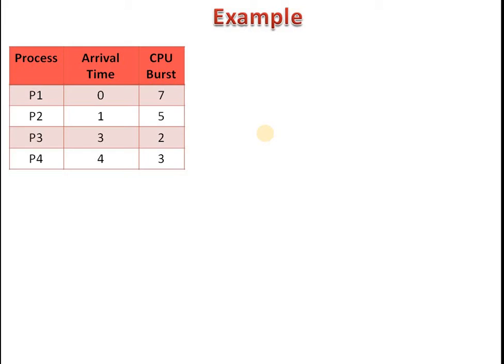Its CPU burst time is 7, 5, 2, 3 and its arrival time 0, 1, 3, 4. Means P1 has an arrival time 0, CPU burst time 7 milliseconds. P2 its arrival time 1, and CPU burst time 5 milliseconds. P3 its arrival time 3 and CPU burst time 2 milliseconds, and process P4 arrival time is 4 and its CPU burst time is 3.